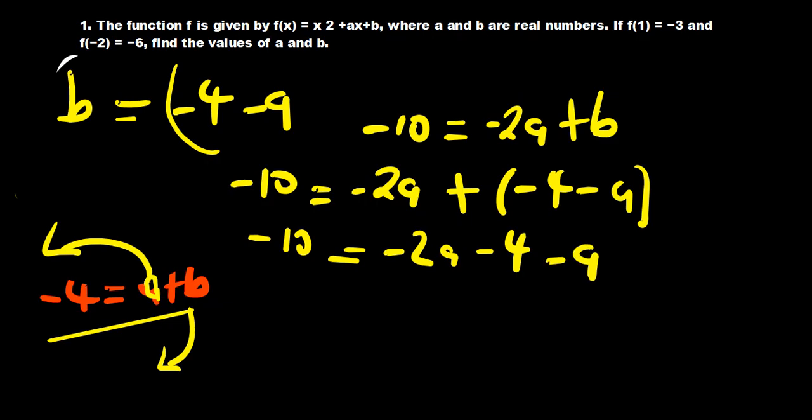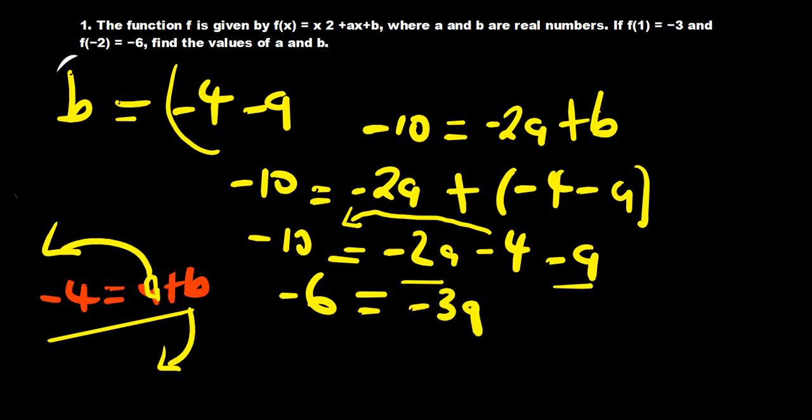Then what are we going to do? We're going to put the like terms together. This negative 4, when it goes to the other side, becomes positive. So that is negative 10 plus 4, which will give us negative 6 is equal to, here we remain with negative 2a and negative a, that will just give us negative 3a. For us to remain with our a, it will just be equal to 6 divided by 3, that will be 2. So we found our a.